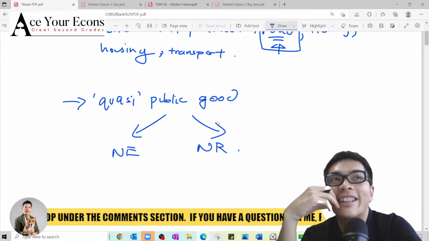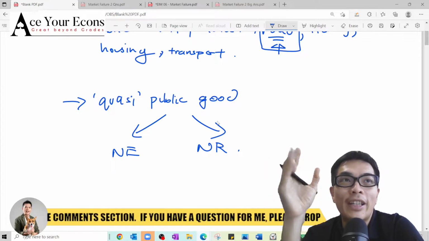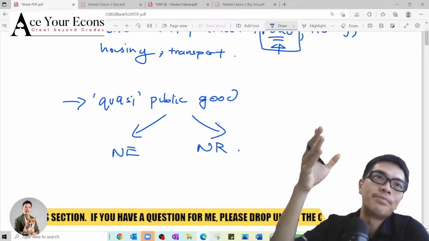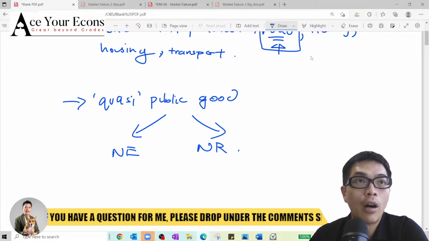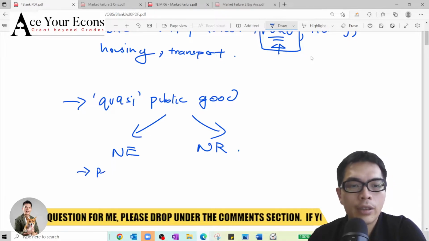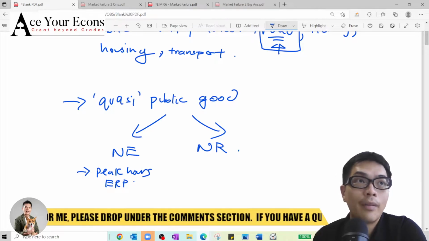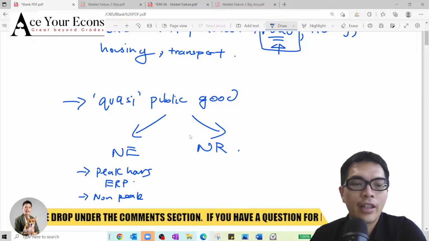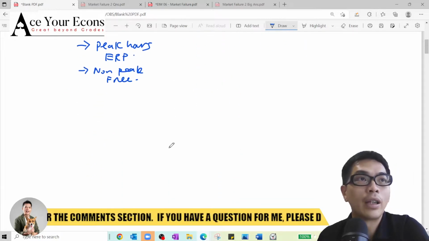You ask yourself, right? If it is not free to use, then there must be a toll booth or an ERP to charge that, agreed? So we can see that a public road can be excludable or non-excludable. It is excludable during peak hours, when you have to pay ERP. But when it is non-peak hours, then usage is free. Agreed? Anyone can drive on the road so long as it's non-peak.